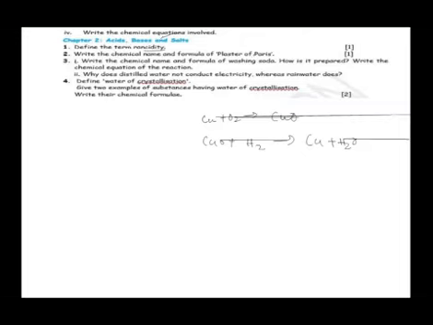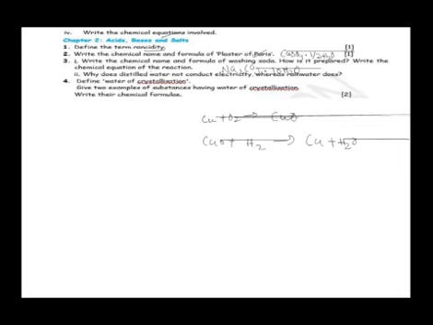What is the molecular formula of plaster of Paris? That is CaSO4 dot half H2O. This is the formula. Now you have to write the chemical name and formula for washing soda. In the case of washing soda, you have to write Na2CO3 dot 10H2O. So you have to remember these things.